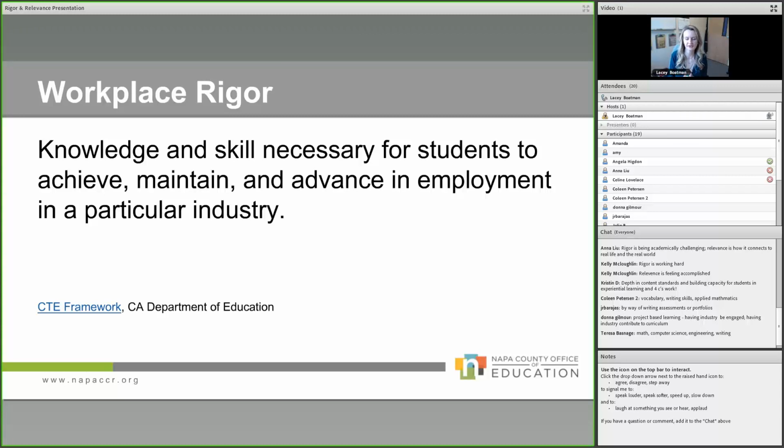So again, let's think about from you, what ideas do you have of what workplace rigor might look like in a CTE class? And again, go ahead and add those ideas to the chat. So think of examples of workplace rigor in a CTE class and what that might look like, or what an activity might be that is rigorous in terms of workplace rigor. What might students do that is rigorous in terms of workplace rigor?